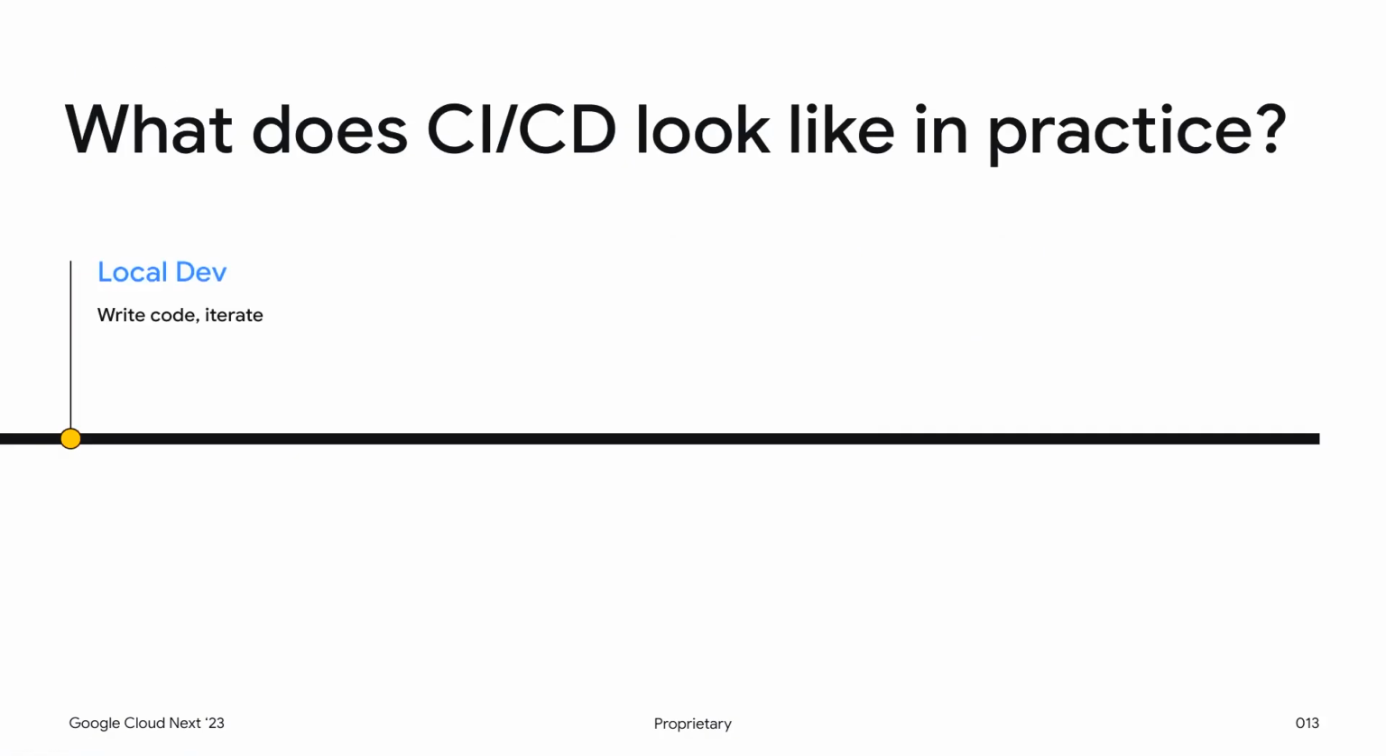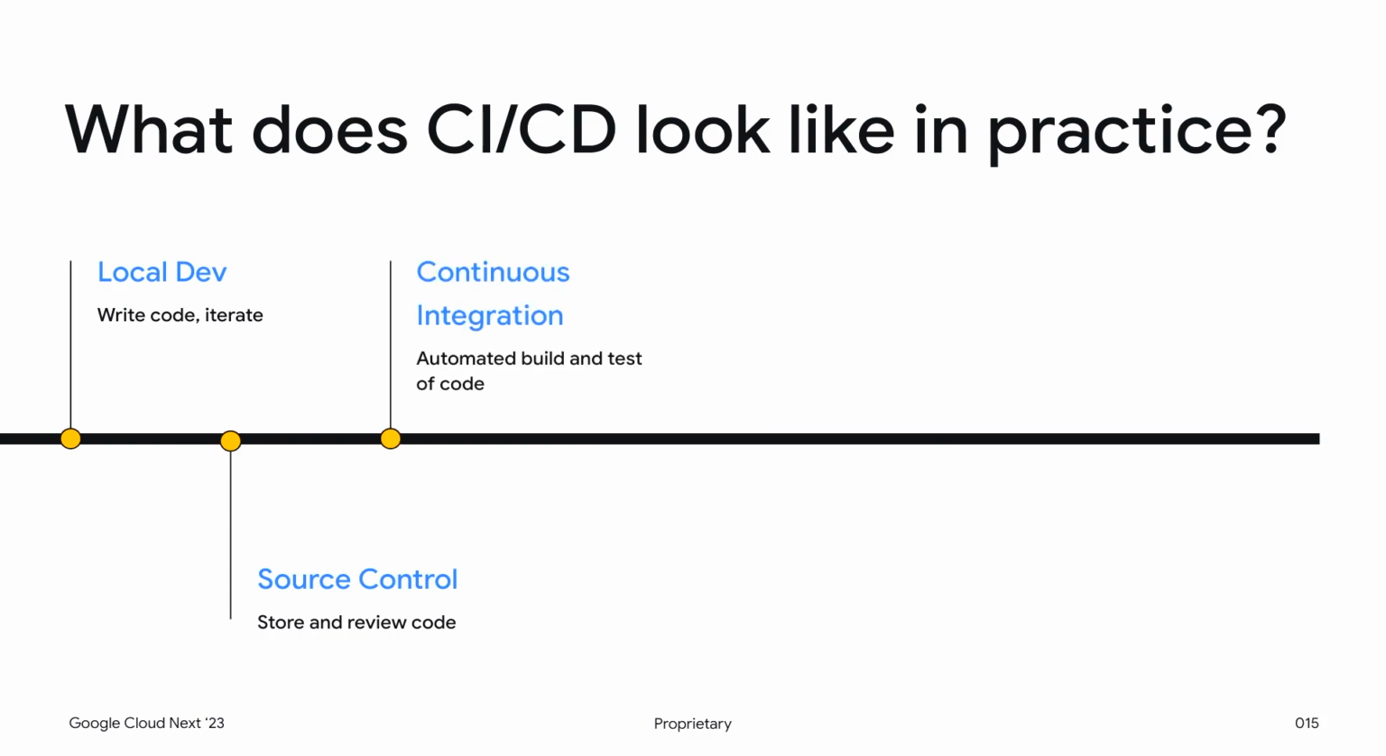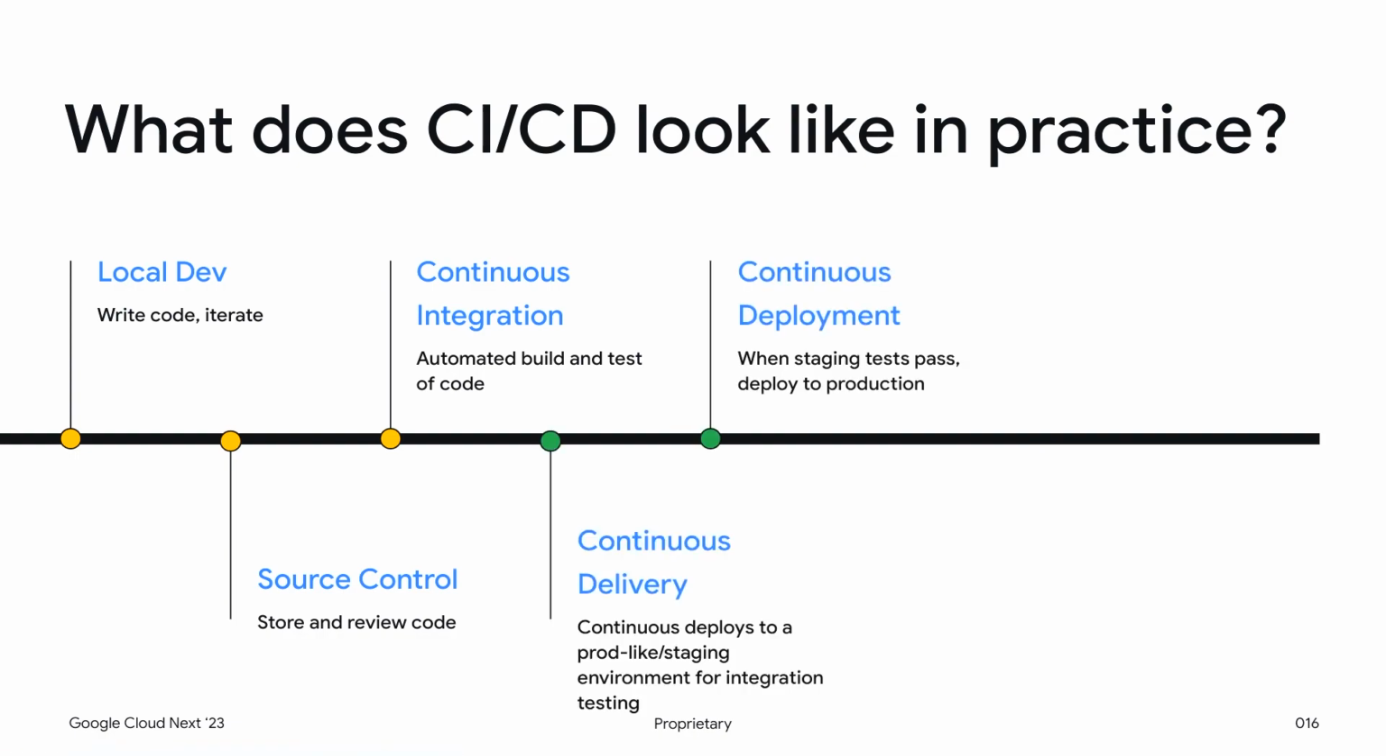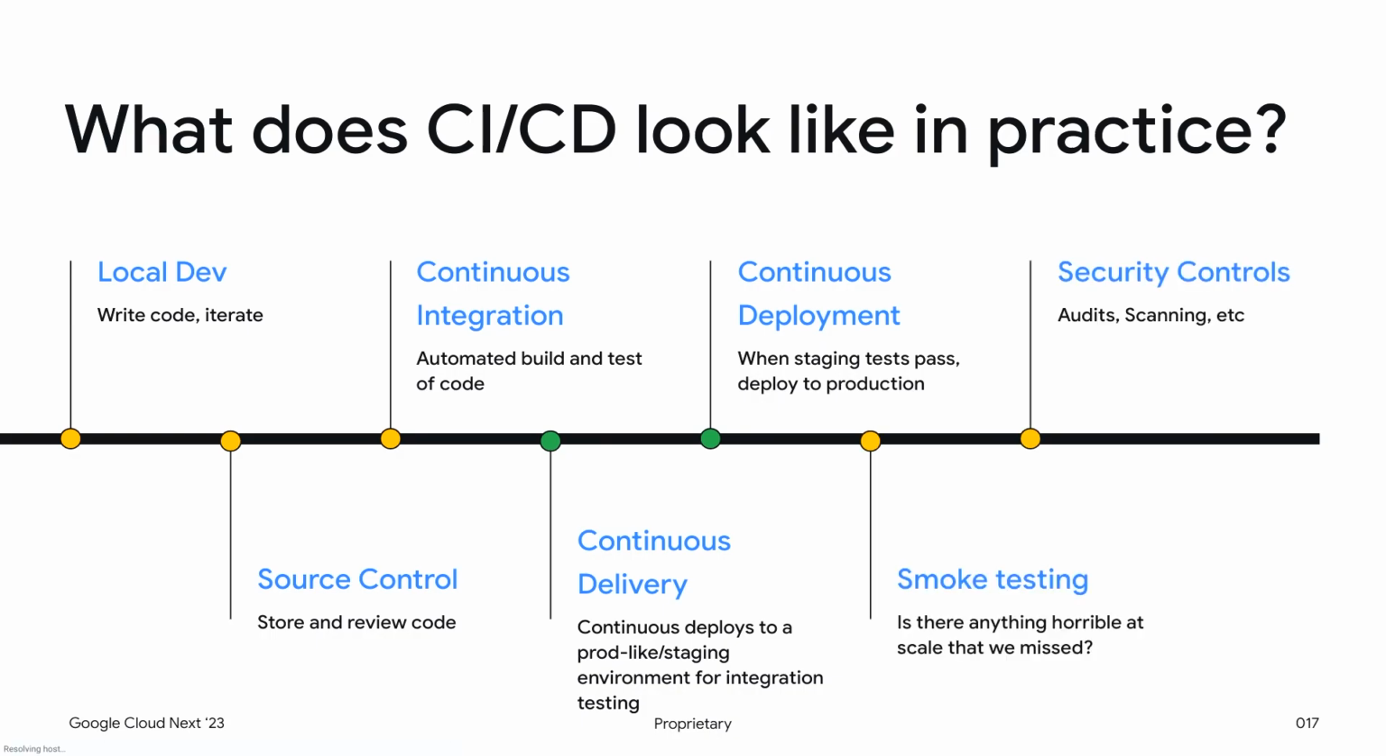So in practice, what does this actually look like, right? It all starts with the local development environment, that first line of code. And then that developer pushes that code to source control, like Git, right? And then we hit the CI, the continuous integration, and that's where the building and the testing happens. And then you have either continuous delivery or continuous deployment, depending on what you're feeling comfortable with. And it doesn't stop there. There's often smoke testing after prod deploy, and then some security controls.